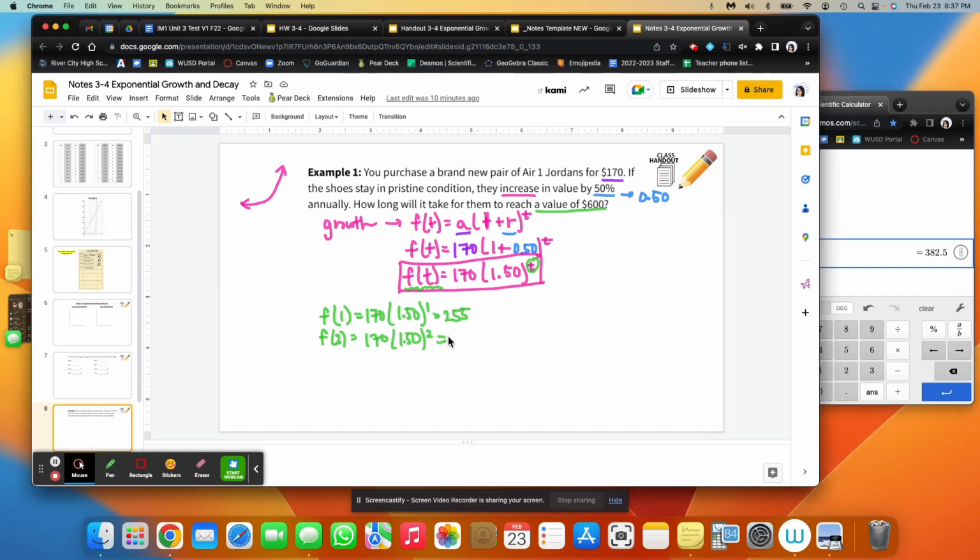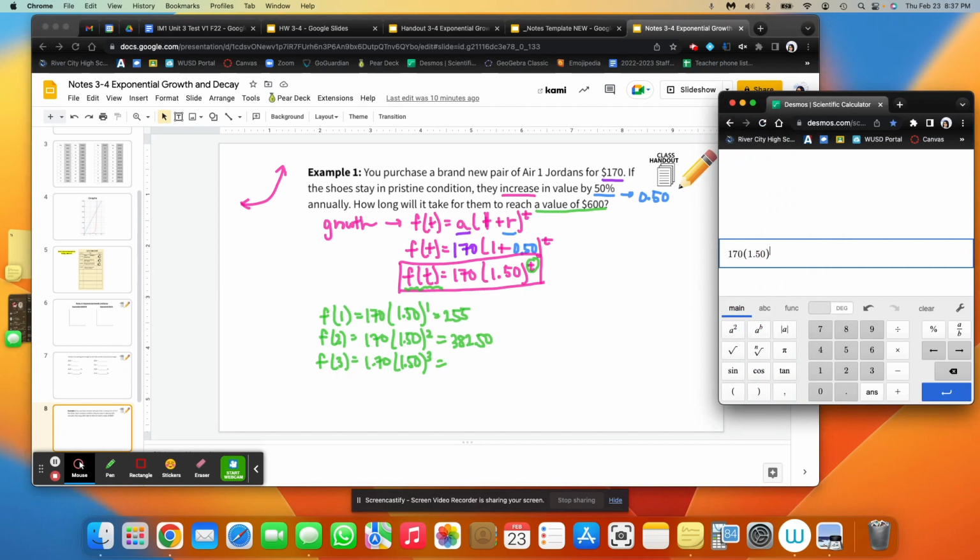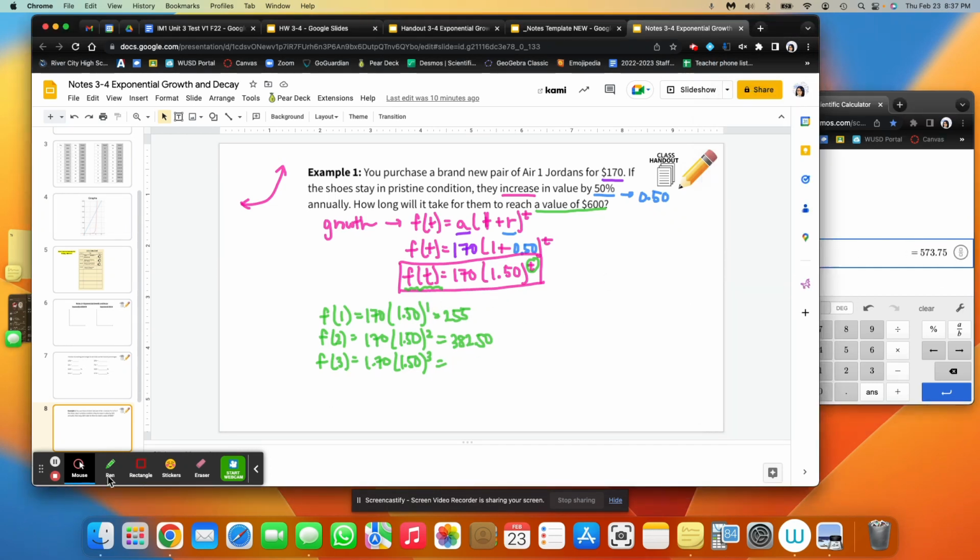So we get 382.50. Now we're going to plug in 3. So 170 times 1.50 to the third power. So we're getting close, 573.75. So we want to know when it gets to $600.